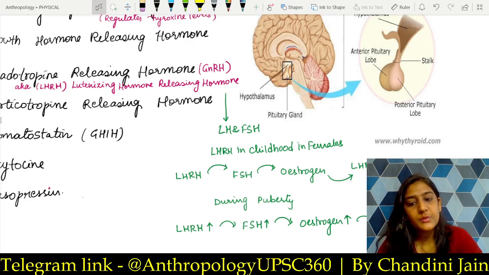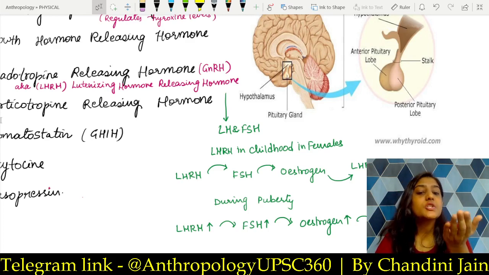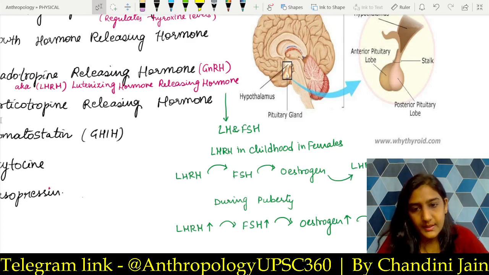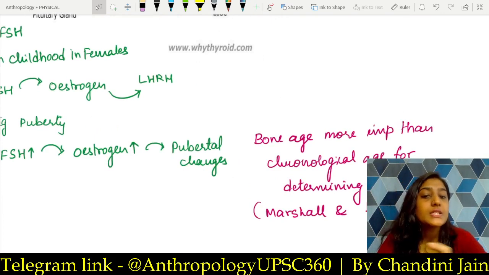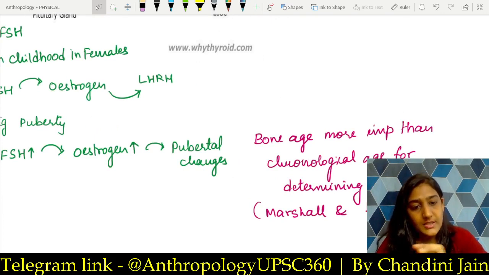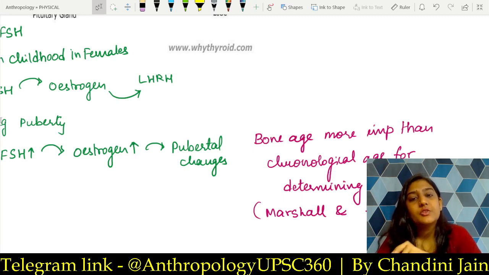But during puberty what happens? The quantity of LHRH increases. Likewise FSH increases, likewise estrogen increases, and because of that surge in the estrogen, pubertal changes occur. One more interesting fact is that you might be knowing about chronological age and biological age, right? We generally talk about those terms, but when we talk about menarche and the factors that affect menarche, be it the 2020 question on the secular trend, in all such questions you can write such points as a further point. Like bone age is more important than the chronological age when you have to determine the menarche.